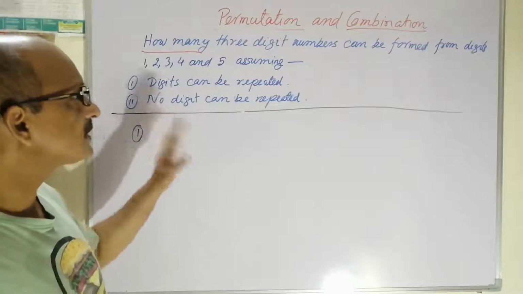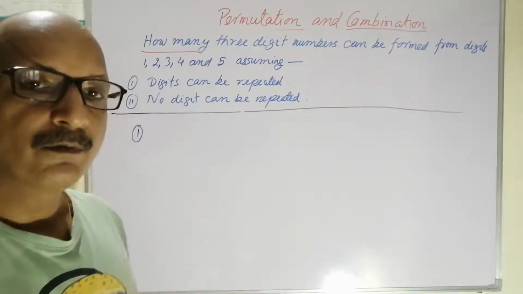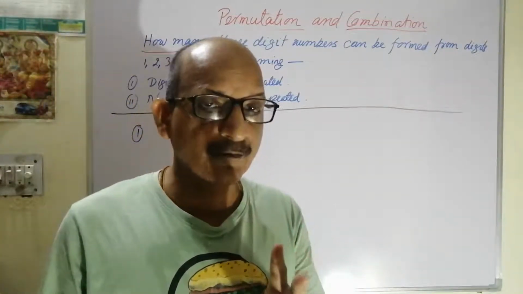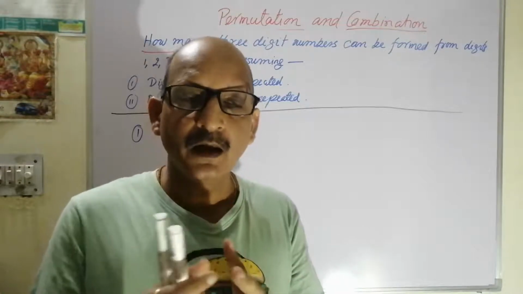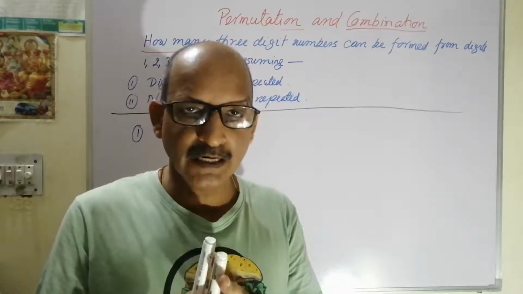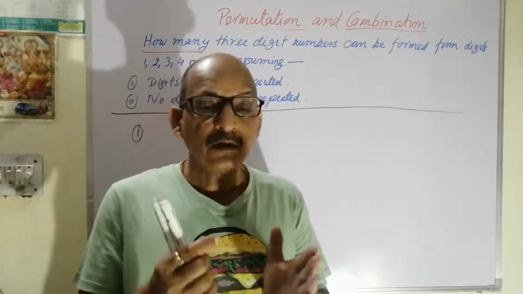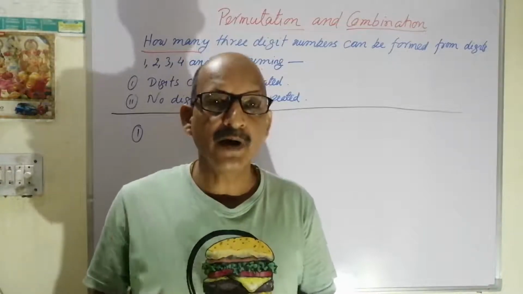So first of all, I am going to use here the fundamental concept of permutation. Two concepts are related to the fundamental concepts of permutation. One is the principle of addition and the other is the principle of multiplication. When will we apply the principle of addition? When objects are independent.